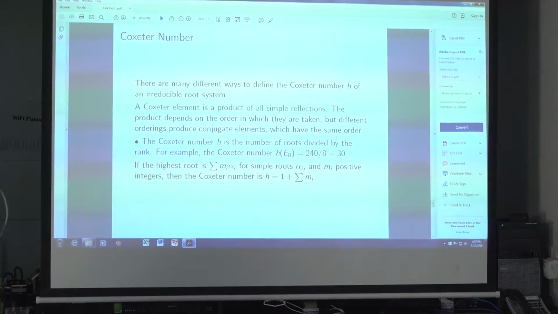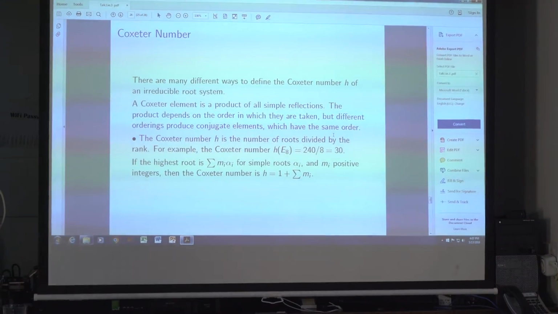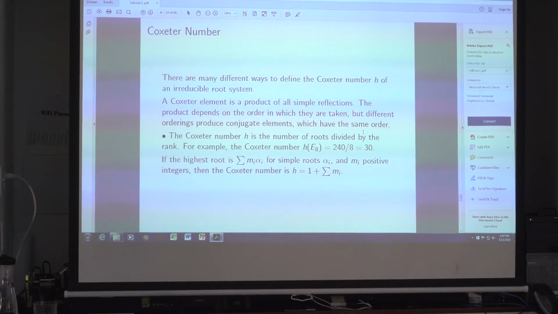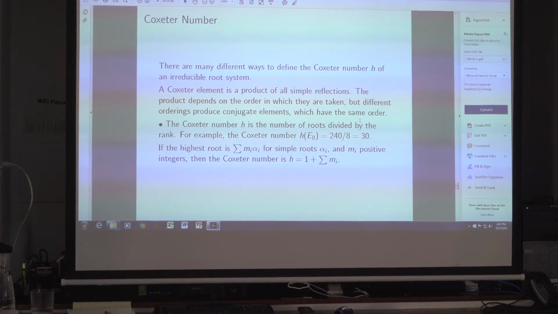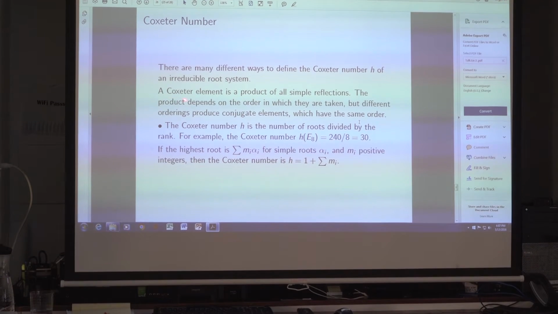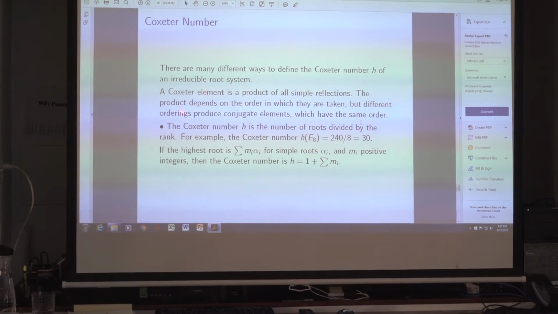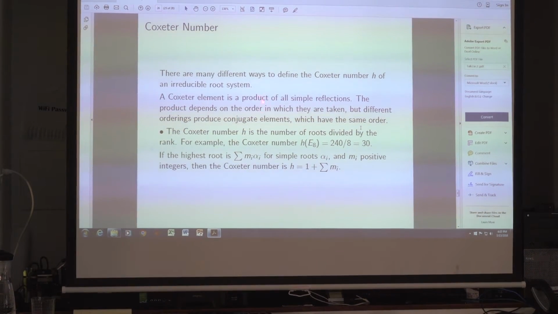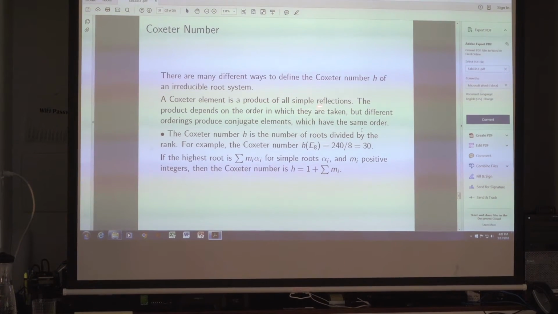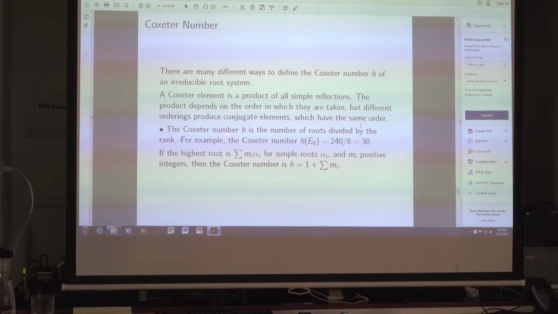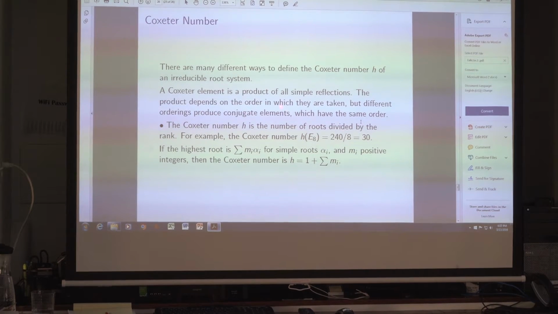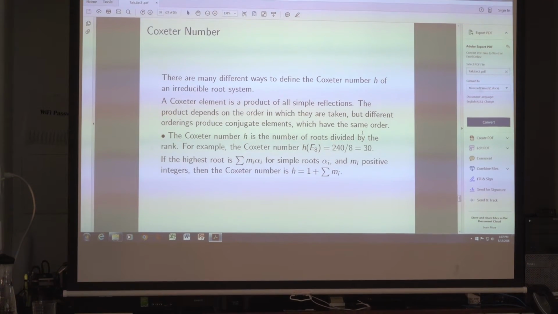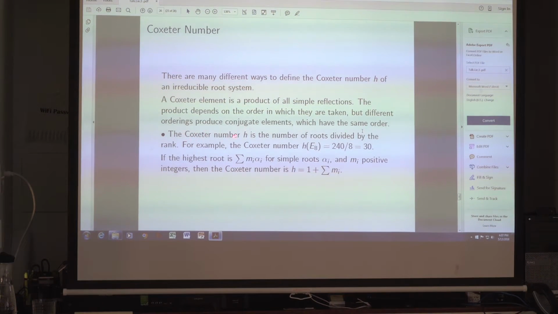Now, okay, let's look at the Coxeter number. There are many ways to define the Coxeter number associated with a root system. A Coxeter element, as Raymond mentioned, is the product of all simple reflections, and the product depends on the order in which they are taken. For example, the Coxeter number is defined by taking the number of roots divided by the rank.